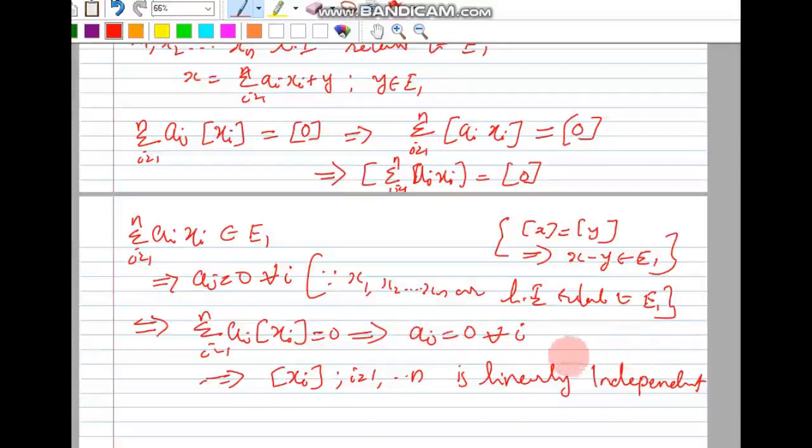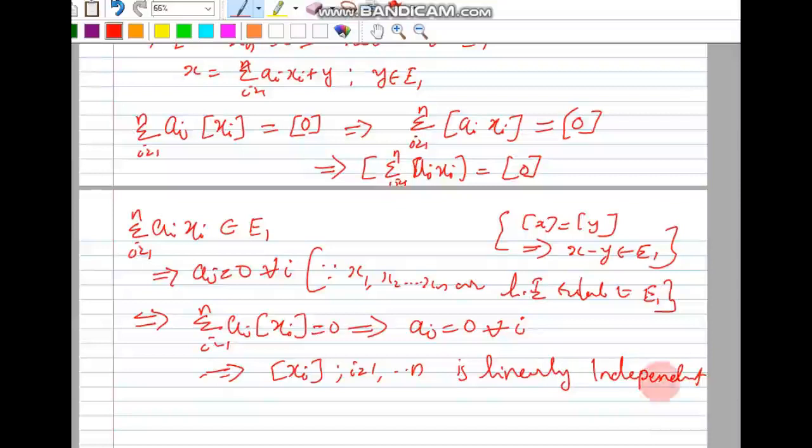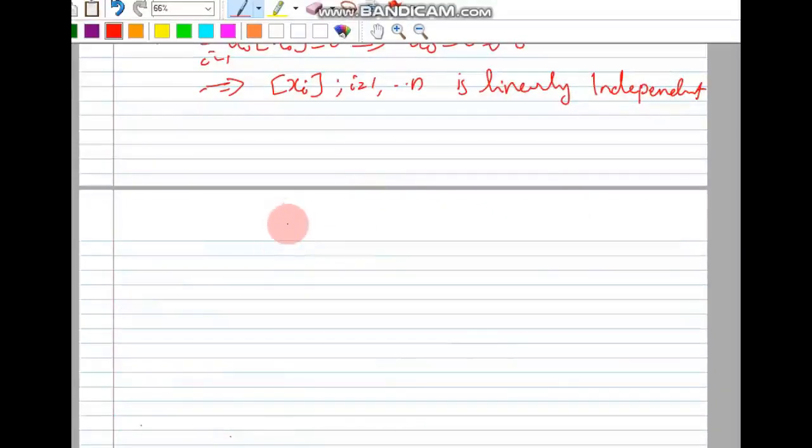Now the first part, to show that it is a basis, is done. The next part is to prove that it spans. Every element in the quotient space can be spanned by this collection. So let's consider any element x belonging to the quotient space E over E1. We have to show that it can be spanned by the collection of cosets x1, x2, etc., xn.